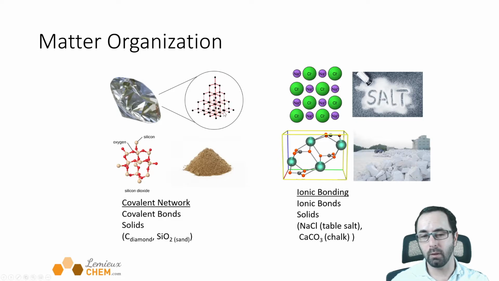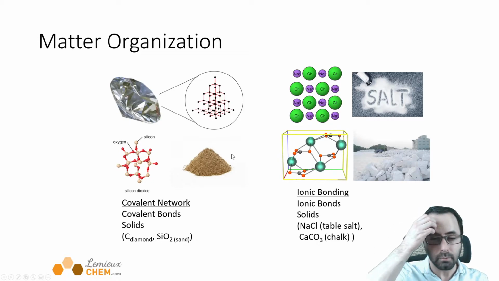If you built a building in this way, it would be very strong. And likewise, diamond is a very strong material. It's the hardest known material, and it's due to this very, very tough covalent network structure that it has.